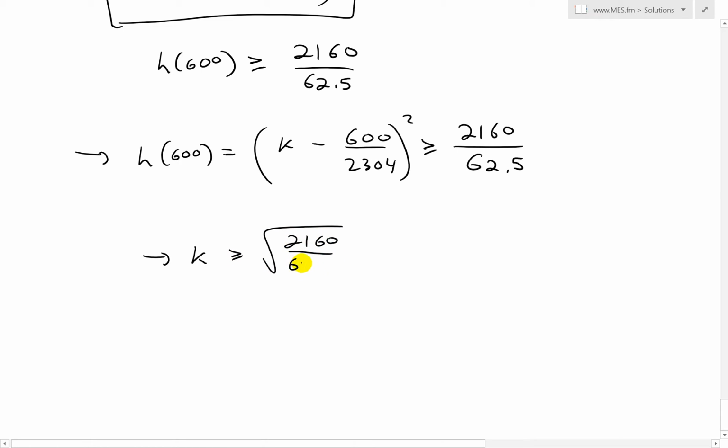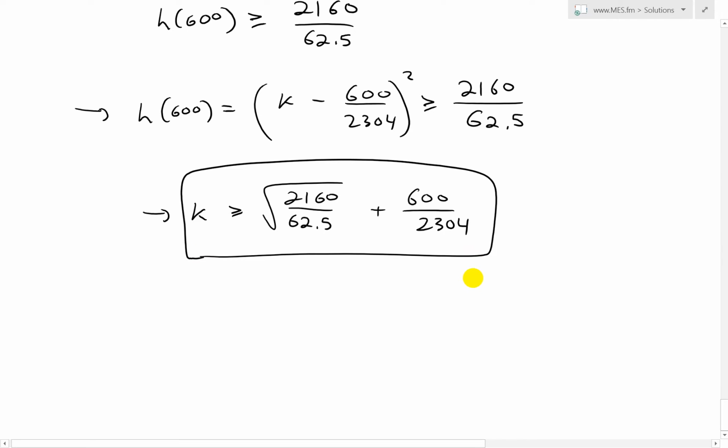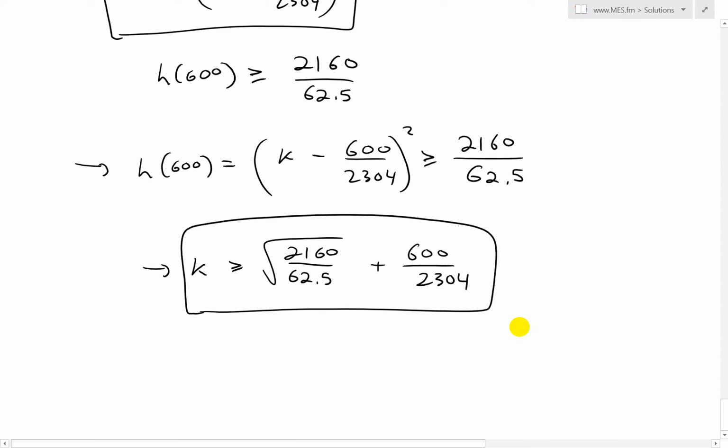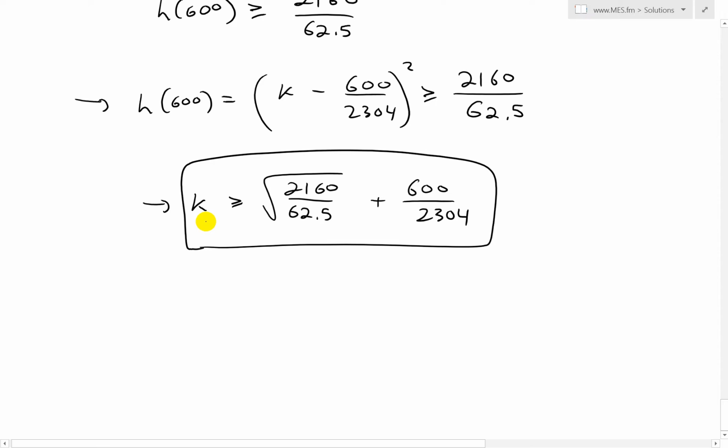2160 over 62.5. You notice I'm not solving this right away, just because I'd rather do that all at the end. So we square root both sides, get rid of the square, and then move this 600 over 2304 to the other side. So that is what our k value is. You could put this in a calculator, or I'll just keep it like this because we have the exact value and I don't want to simplify any further, just because you don't need to. I'll just plug that in the calculator later. So we have the k value is this.